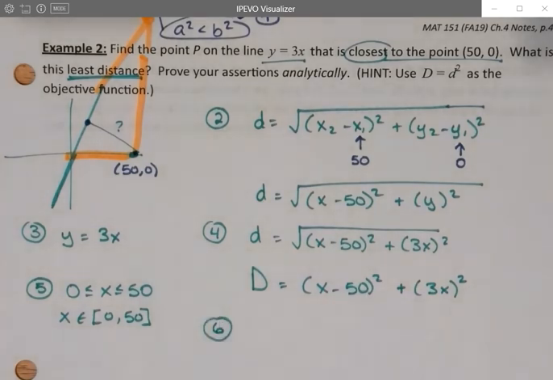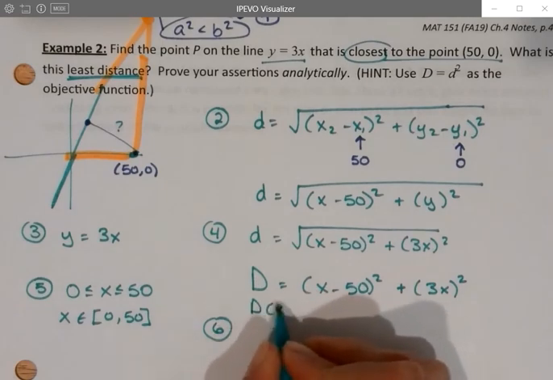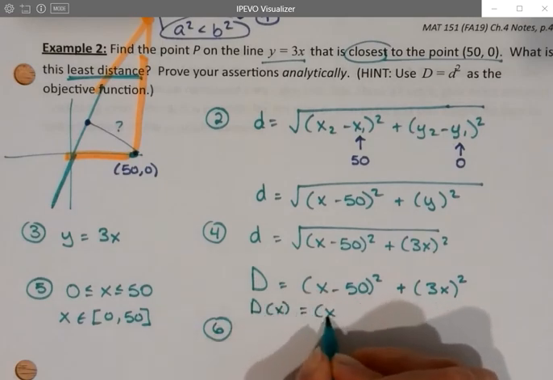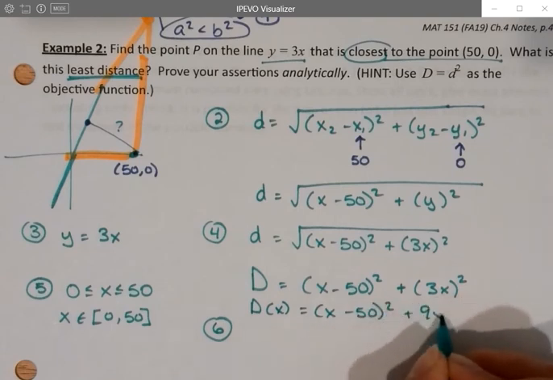And then moving back over here, we're ready to begin computing our first derivative. I may want to simplify this. I probably don't want to expand that, but maybe this part could be expanded. The 3x squared could be expanded pretty quickly, and I'll write it in function notation real quick as well. This is technically part of step 4 still. So d of x is x minus 50 squared, and then just plus 9x squared.